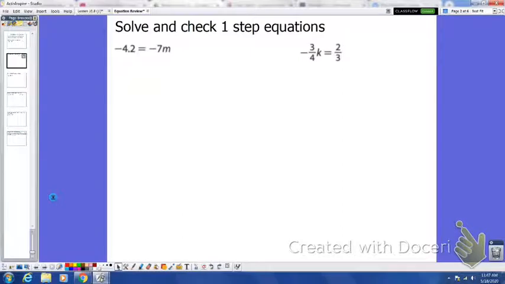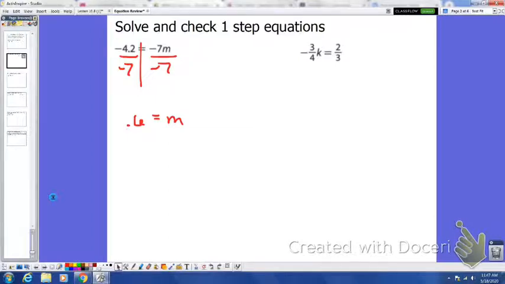So then from there, we're going to look at our other two options for one steps. So we have negative 4.2 equals negative 7m. So I drop that line down. So negative 7m, remember if they're right next to each other, that means they're being multiplied. So to do my inverse, I'm going to divide by negative 7 on both sides. So negative 4.2 divided by negative 7. Well, I know that 42 divided by 7 is 6. Two negatives make a positive. So I would get 0.6 equals m.